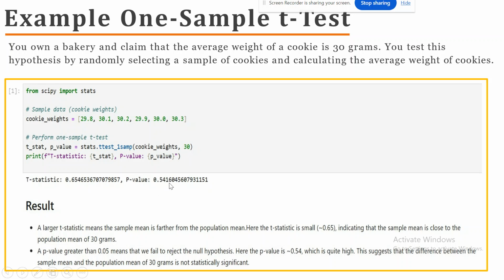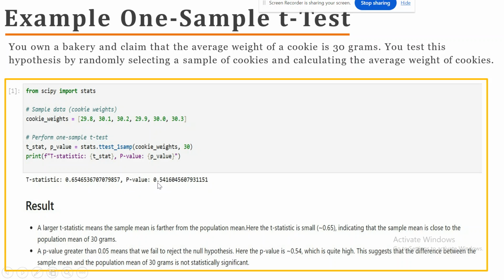So that means our p value comes 0.54, and the t stat is 0.65, which means there is a slight difference between these two values. So what does it mean?